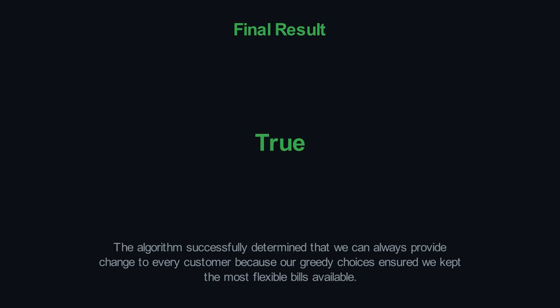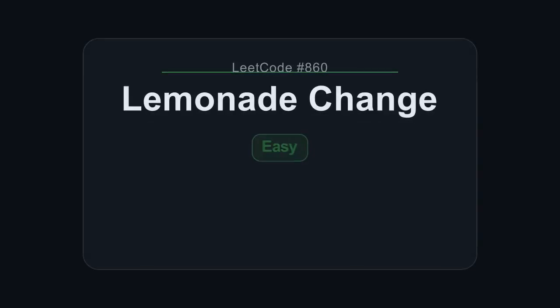The algorithm successfully determined that we can always provide change to every customer because our greedy choices ensured we kept the most flexible bills available. You'll spot this greedy pattern when you're making a sequence of decisions, and at each step, there's a clear best local choice that doesn't negatively impact future decisions. Specifically, if you have multiple options for change and one option uses up more versatile resources, like our $5 bills, while another uses less versatile ones, the greedy choice is often to preserve the more versatile resource.